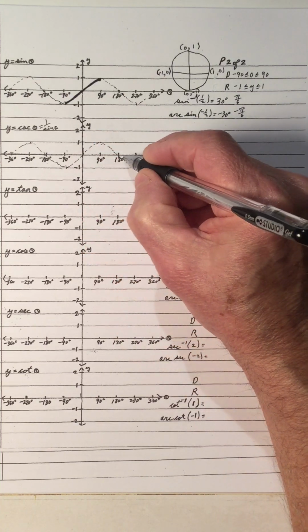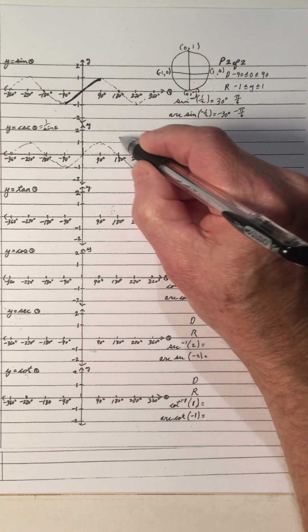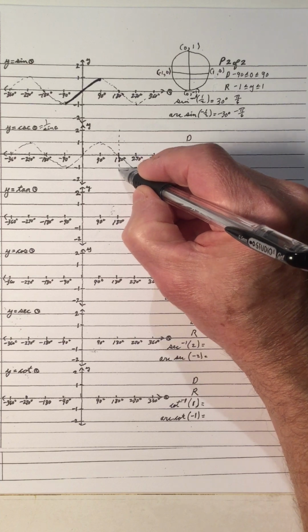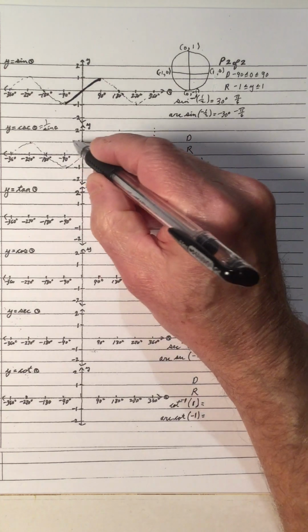Sine is undefined at 180. So sine is the y, so it's at 0 and 180, and all multiples of 180. So that's undefined at 360, etc.